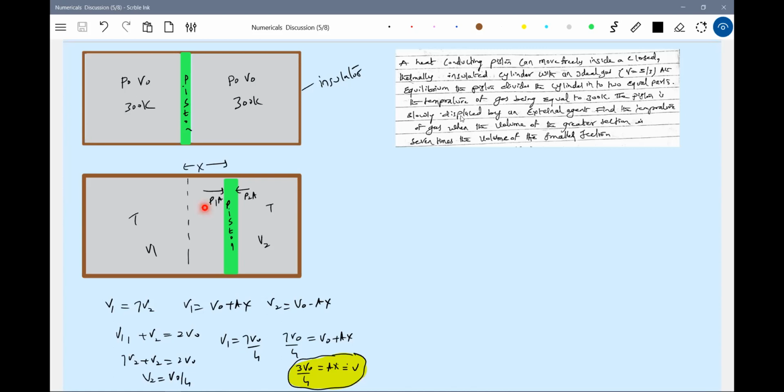In an isothermal process, what conditions will come? The question itself is telling us to find the temperature of the gas. Earlier it was 300, now it will become some other temperature. That's why I wrote T in the expression. So what process will the gas undergo in both the parts? It will undergo a general thermodynamic process.